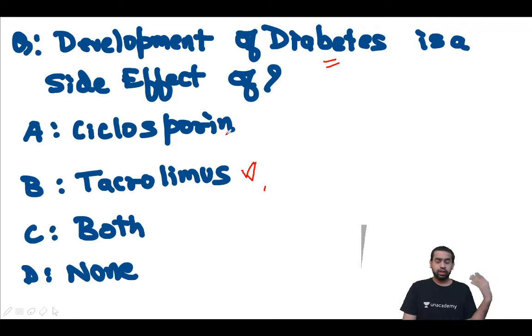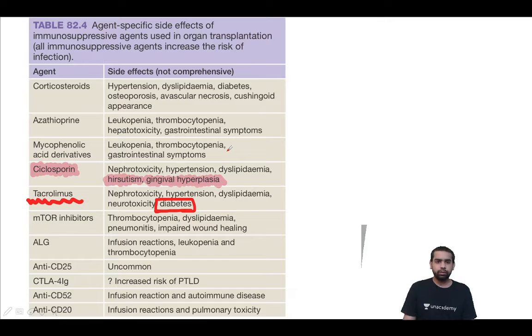Cyclosporin is specifically associated with gingival hyperplasia and hirsutism, and tacrolimus is the one which is associated with diabetes. The common side effect between these two is nephrotoxicity, a very, very important side effect.